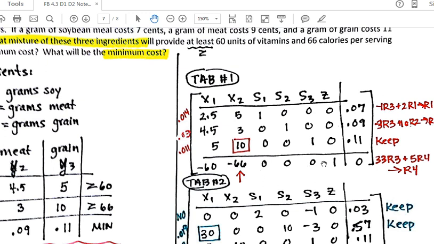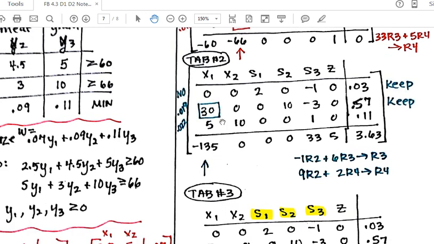Take the first simplex tableau and I find my most negative column. It's a -66, and I would do a test ratio, 0.014, 0.03, and 0.11. That gives me a 10. I'm going to do my row operations. Notice I used row 3 in all those row operations, and I get this second tableau. In the second tableau, I know I'm not finished because I have a -135 down there. So I need to test again.